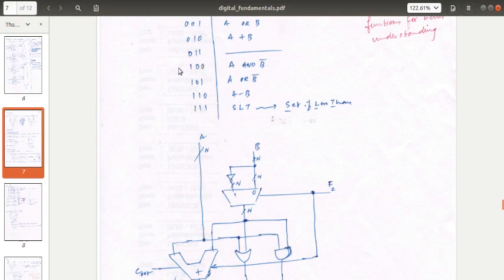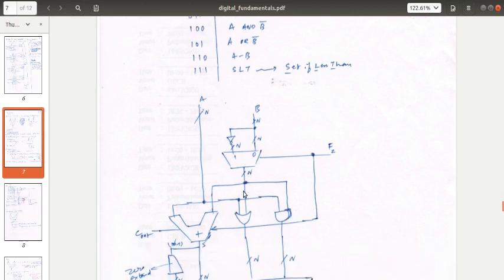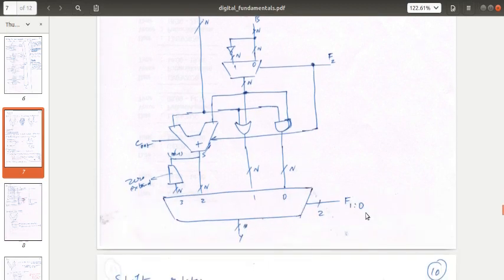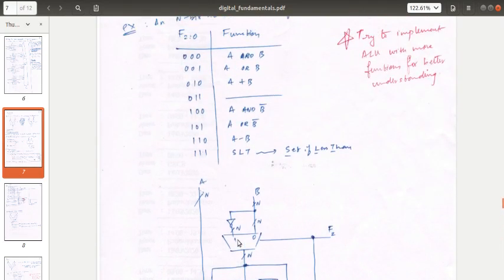If we select, say, 1, 0, 0, let's see what happens. 1, 0, 0 means here B bar will come to all these three, and here it will be 0, 0. So we will get A and B bar here coming to the output.